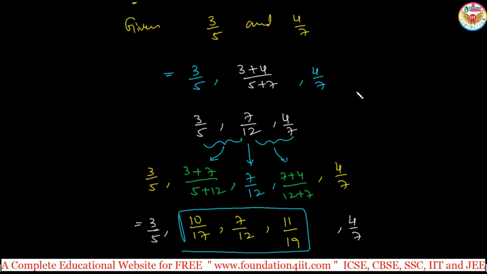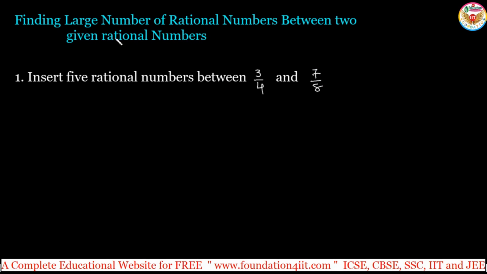Then we'll see how to find a large number of rational numbers, not only 2 or 3. If they ask for more, like 10 or 15, this method is a very lengthy process. Let us do a shortcut trick for that also. Finding a large number of rational numbers between two given rational numbers. The previous method just found one, or 2 or 3, between. That is also a lengthy process if they're asking for 5, 7, or any big number. One simple and easy method I'll show you now.